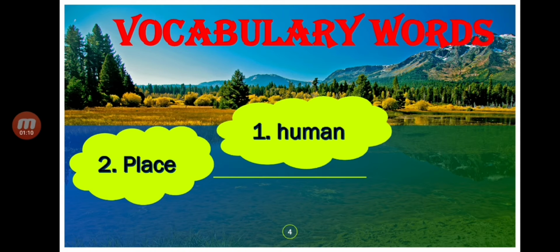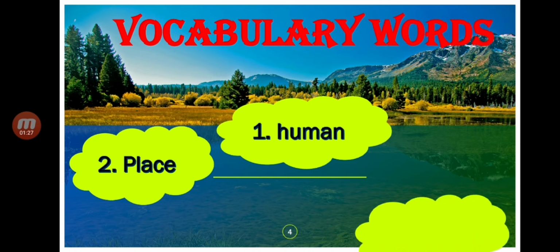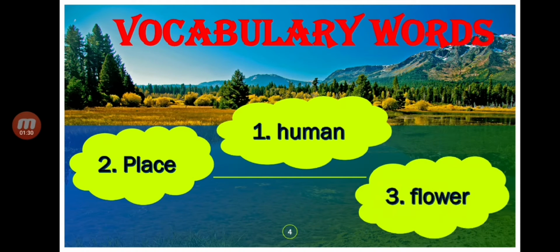Now let's proceed to the second word. The second word is place. Place. Can you repeat? Place. Spell the word place. P-L-A-C-E. Place. Good. Now let's proceed to number 3. The third word is flower. Everybody, repeat. Flower. Let us spell the word flower. F-L-O-W-E-R. Flower.